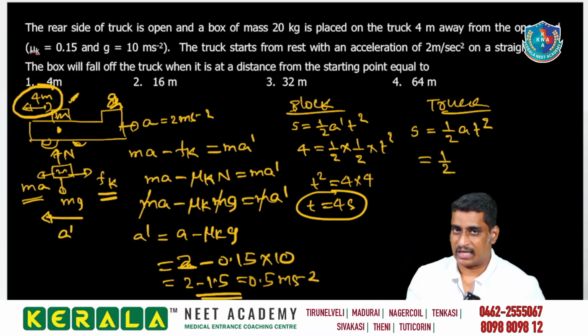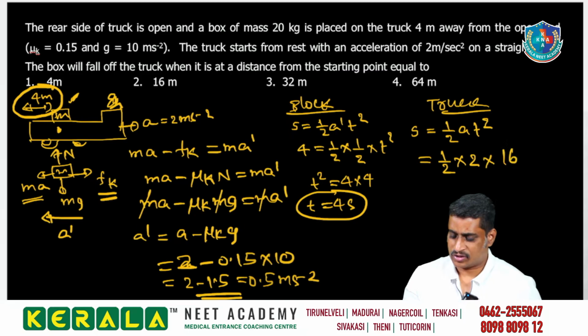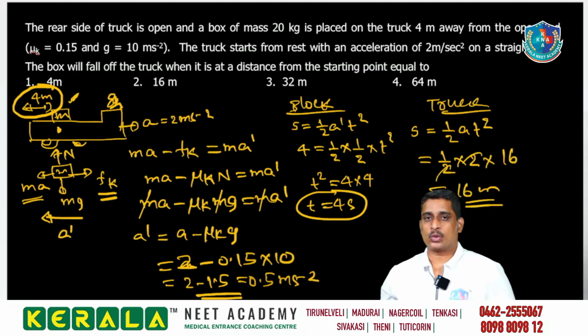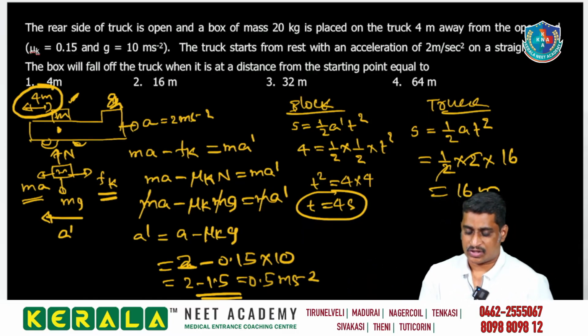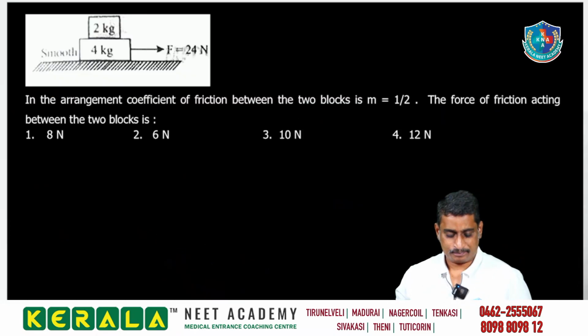So this is for the truck. I am writing the equation: half into acceleration of the truck, which is 2, into T square. T square is nothing but 16. So 16 meters is the total distance traveled by the truck before that block falls down from the truck.